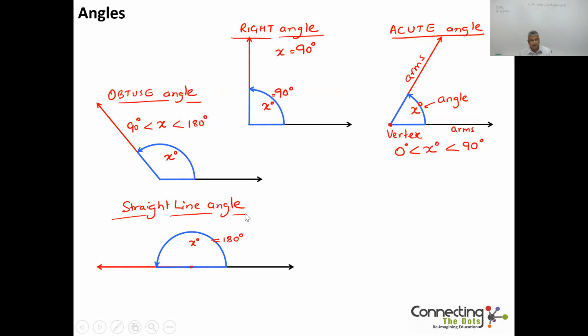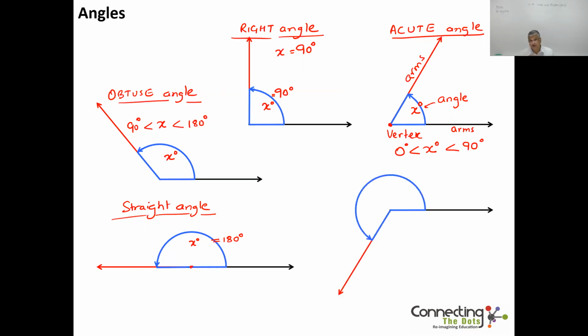Okay, right angle, obtuse angle, straight line angle, or straight angle. Straight angle is also fine. So straight angle means 180 degrees. All right. So what if the angle is more than 180 degrees? What do you call it? You have to remember, it is called a reflex angle.